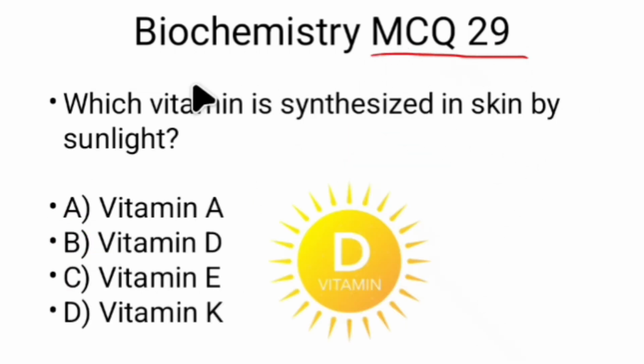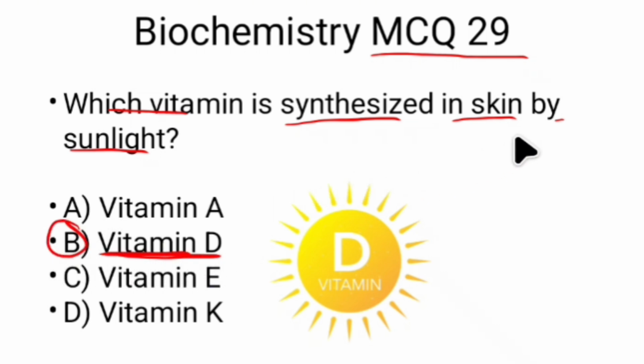Question number 29. Which vitamin is synthesized in skin by sunlight? Correct option is B. Vitamin D is synthesized in skin by exposing your skin to the sun.